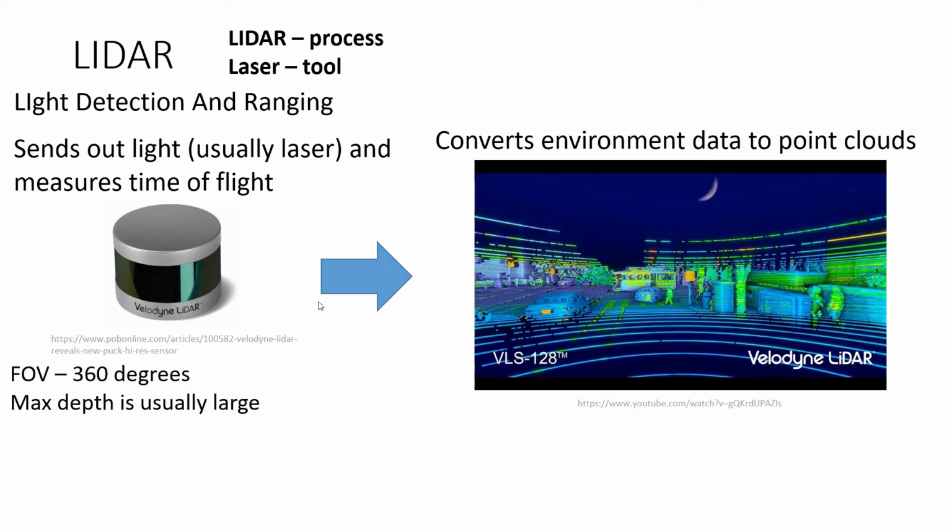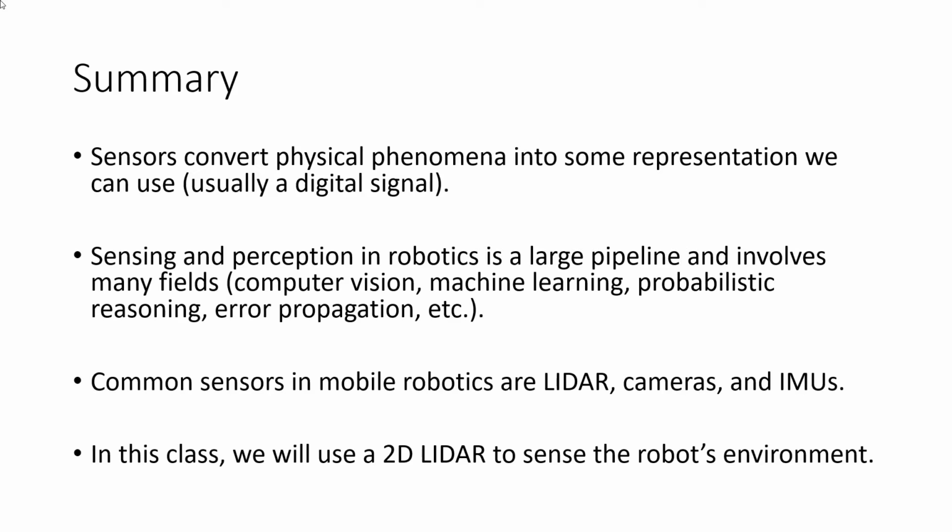We typically call these LiDAR sensors. So when you hear someone say LiDAR sensor, they're very likely talking about a range-finding sensor that uses light and whose field of view is 360 degrees, so full circle around, and the max depth is very large, usually hundreds of meters. So in this video, we talked about how sensors convert physical phenomena into some representation that we can use, and usually that's a digital signal.